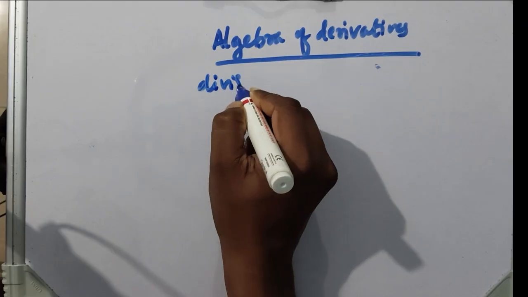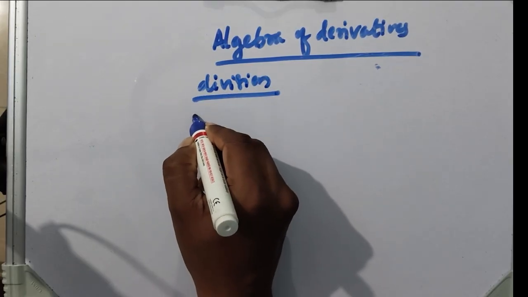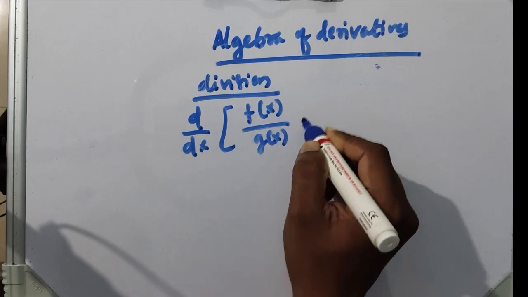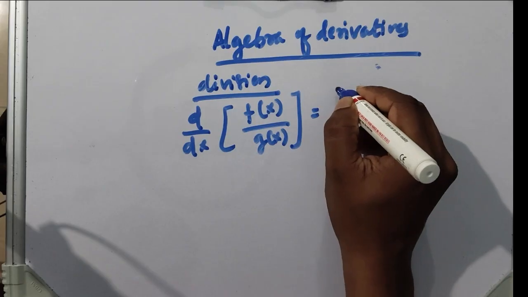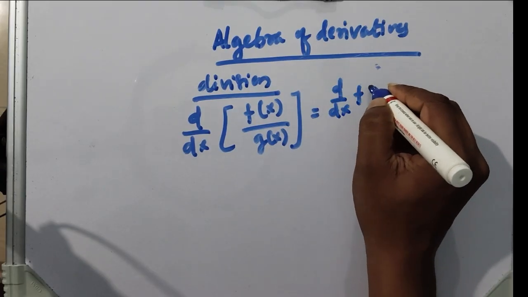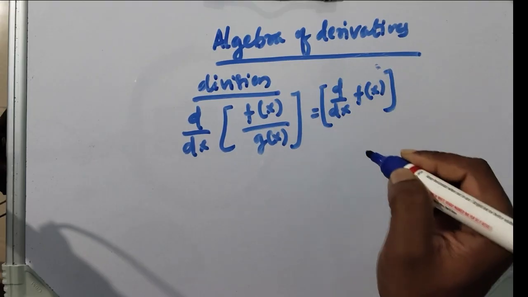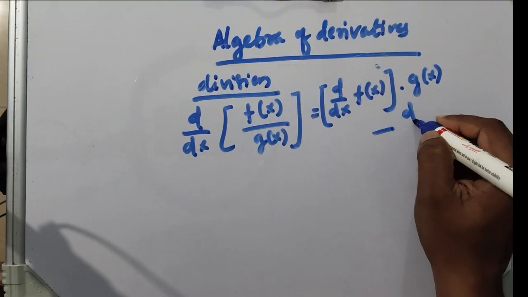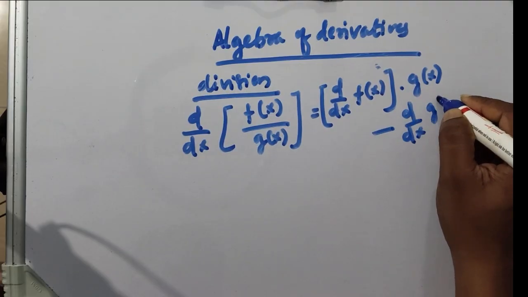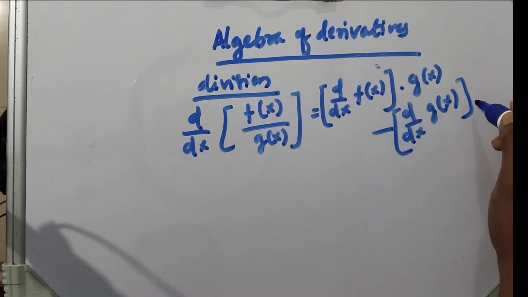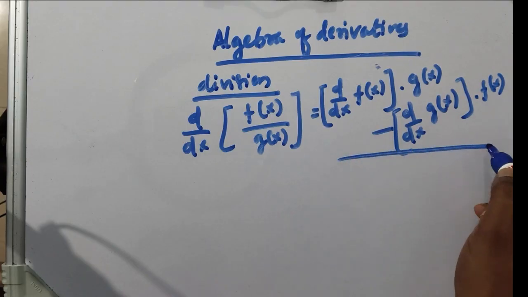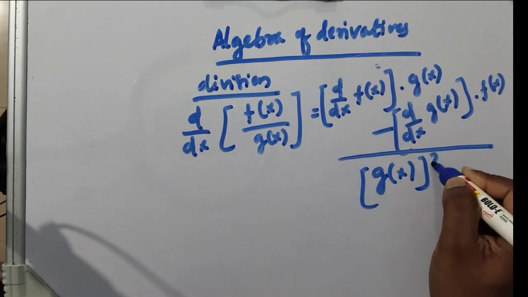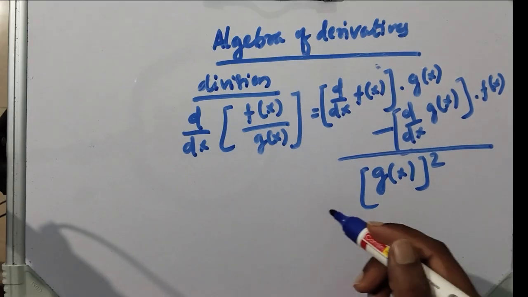Now coming to the division part. d by dx of f of x by g of x is equal to d by dx of f of x into g of x minus d by dx of g of x into f of x, whole divided by g of x whole square. So this is the division part.